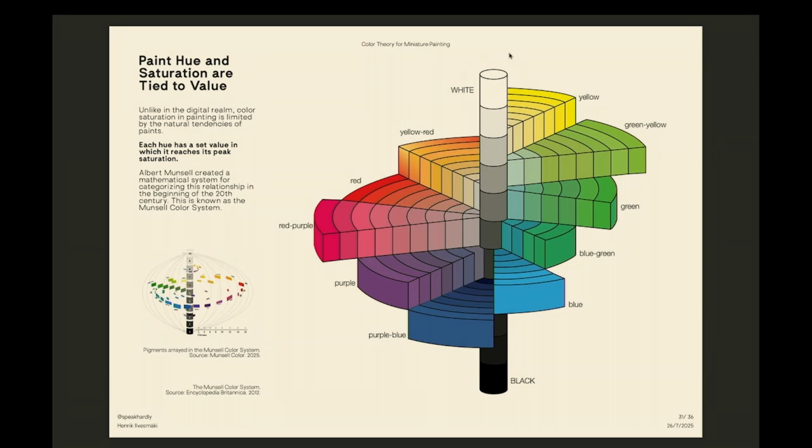So when you go up towards white, a higher value color, you have yellow here, and when you go down towards black, you have purple blue here. What this actually means is that if you want to reach the maximum saturation of any given color, for example, if you want to have maximum saturation in red, you can only do that from this gray tone, or this value level. The same applies for example, this violet blue here on the bottom.